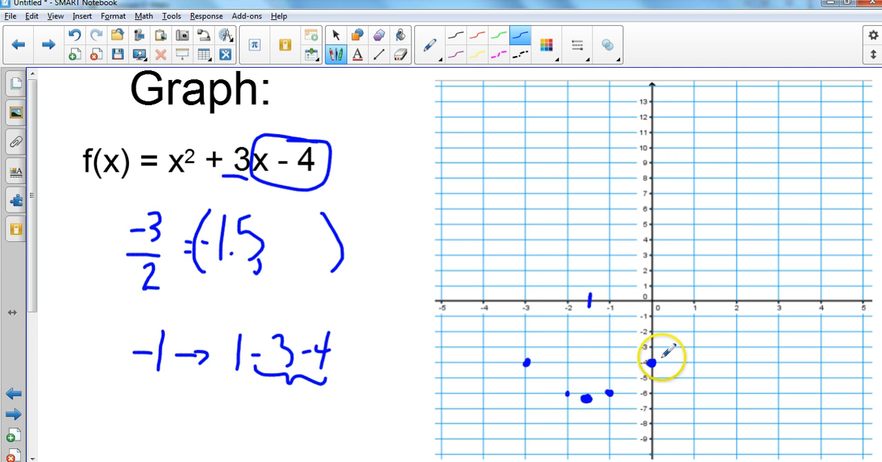Let's just do one more. Let's put in a 1. 1 squared is 1. 3 times 1 is 3, so we get 1 plus 3 is 4. And 4 minus 4 is 0. So when we put in a 1, we get out a 0. And also negative 4, when we put in a 1, we'll get out a 0. So here is our quadratic. It looks like that. So that is how we graph in standard form.